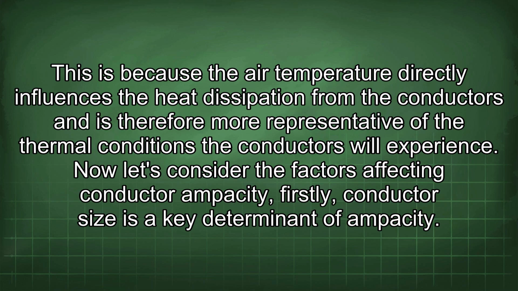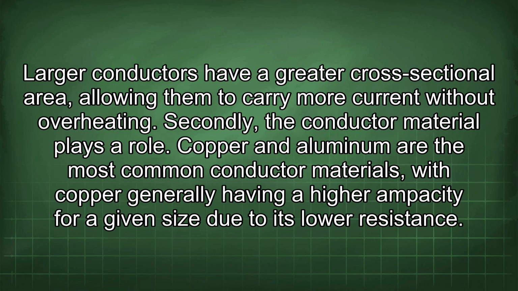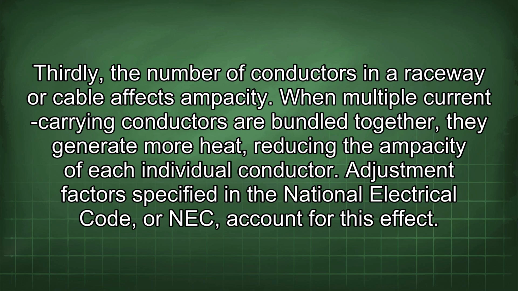Firstly, conductor size is a key determinant of ampacity. Larger conductors have a greater cross-sectional area, allowing them to carry more current without overheating. Secondly, the conductor material plays a role. Copper and aluminum are the most common conductor materials, with copper generally having a higher ampacity for a given size due to its lower resistance. Thirdly, the number of conductors in a raceway or cable affects ampacity. When multiple current-carrying conductors are bundled together, they generate more heat, reducing the ampacity of each individual conductor. Adjustment factors specified in the National Electrical Code, or NEC, account for this effect.